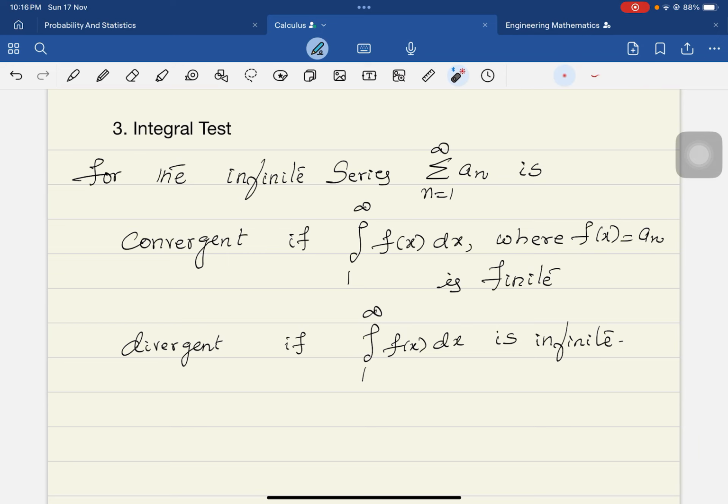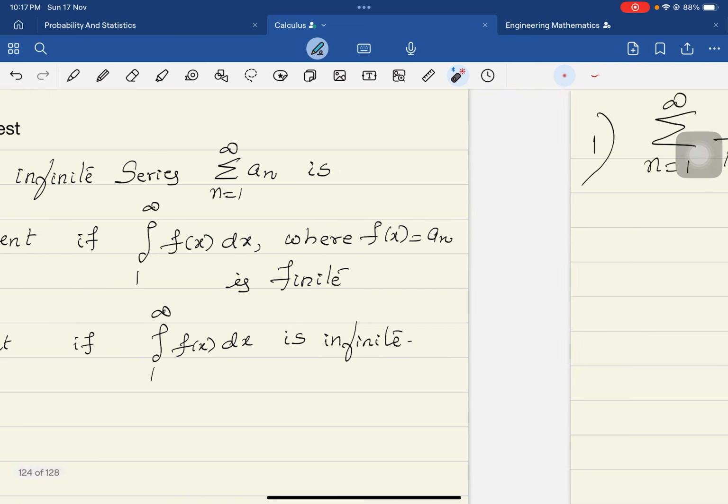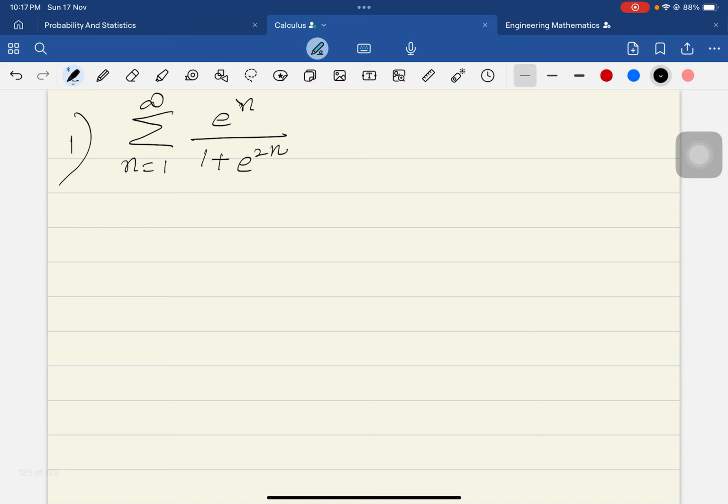In today's lecture, I am going to explain the integral test. When do you say that the infinite series summation n equals 1 to infinity a_n is convergent? The integral test says you take this a_n, whatever the nth term, and represent it by the function f of x. If the integral from 1 to infinity of f of x dx is finite, then the series is convergent. And if this happens to be infinite, then this becomes a divergent series. Okay.